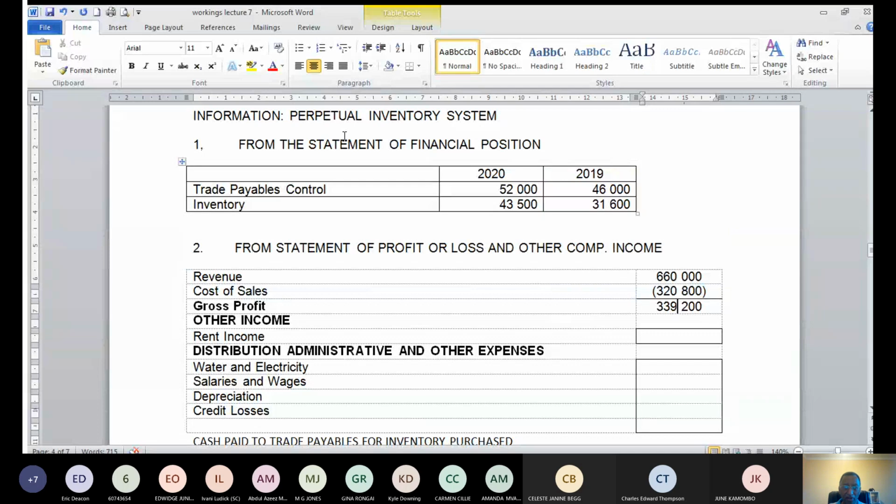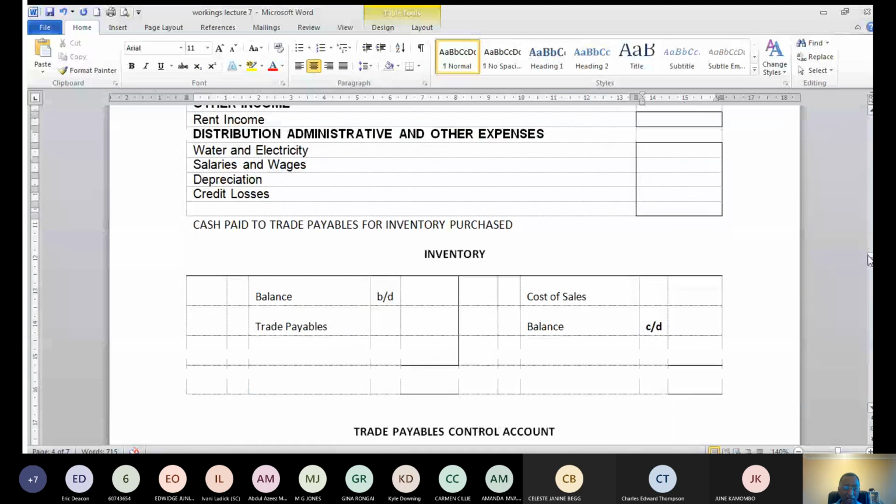Now, in this scenario, the information from your statement of financial position gives you trade payables for the 2 years. They give you the inventory balance for the 2 years. And if we must now calculate the cash that was paid to my trade payables for inventory purchases, you first construct an inventory account. The reason you construct an inventory account is because you must first calculate how much stock was purchased.